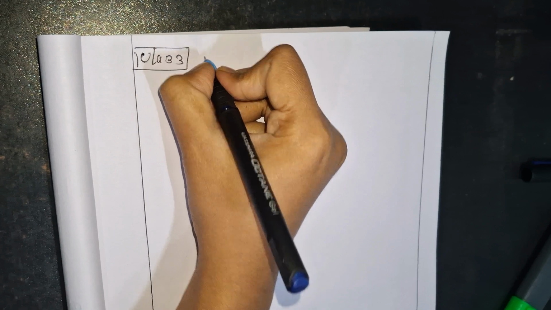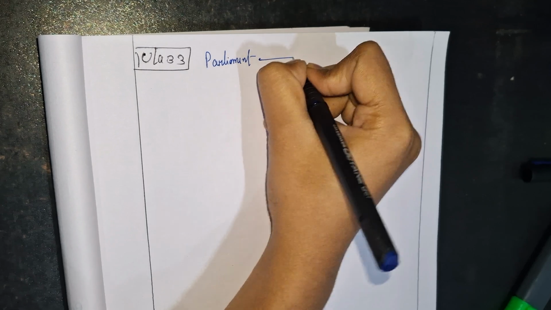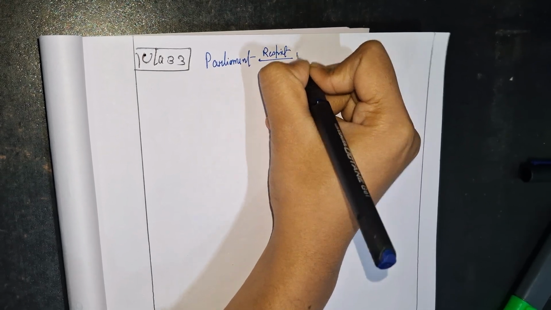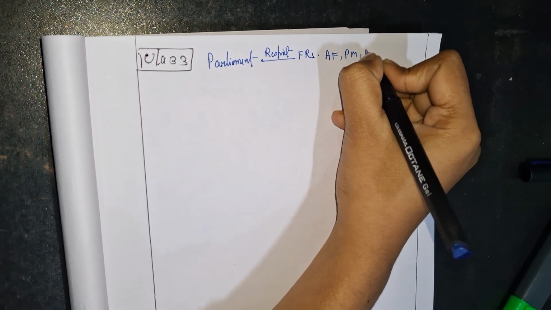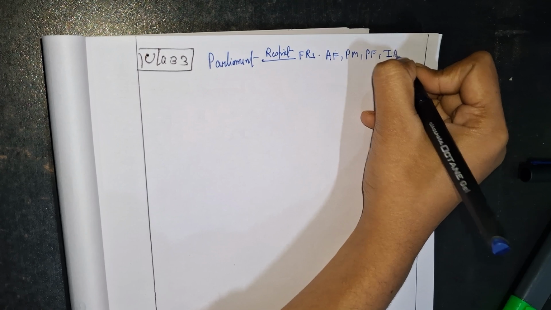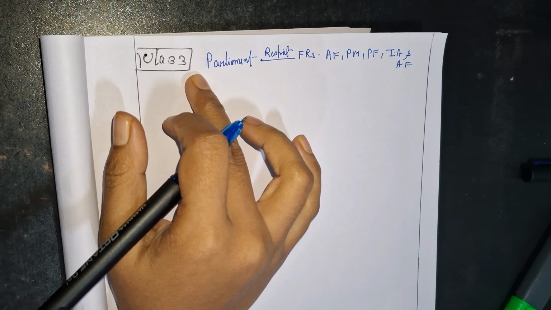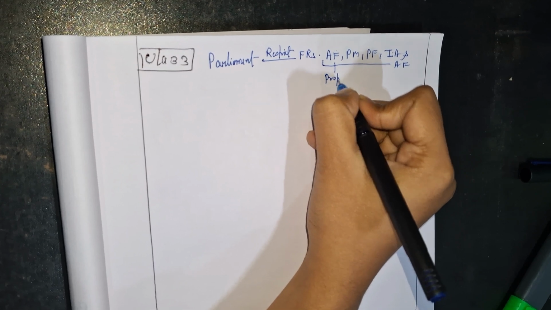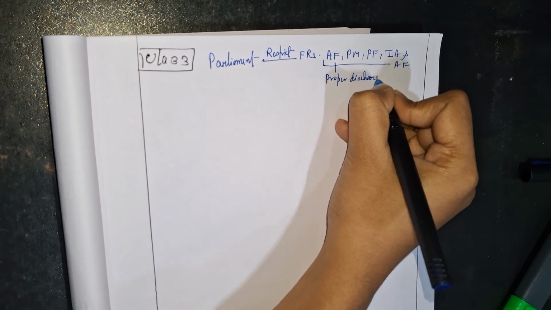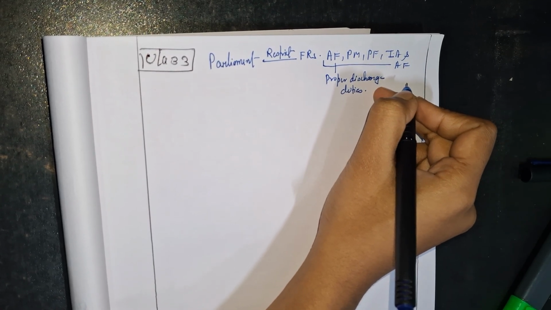33. This article empowers the Parliament to restrict or abrogate the fundamental rights of the members of the armed forces, paramilitary forces, police forces, intelligence agencies, and analogous forces. The objective of this provision is to ensure a proper discharge of their duties and maintenance of discipline among them.